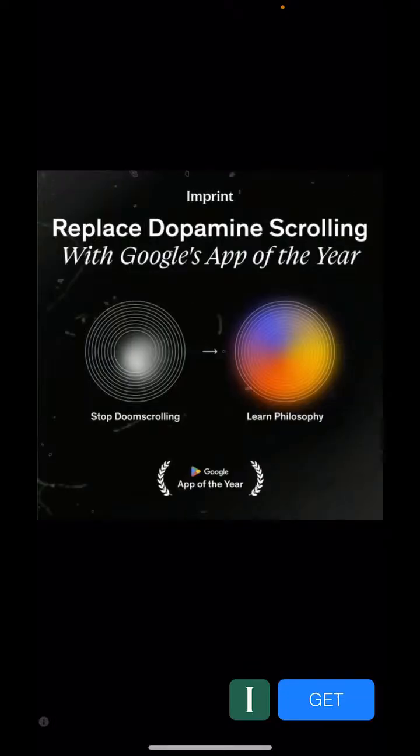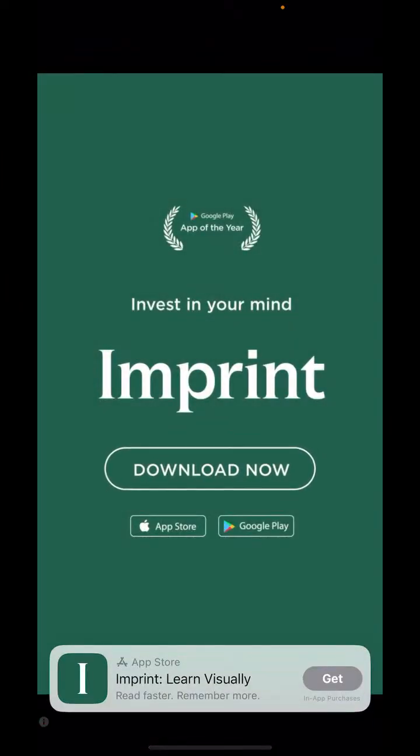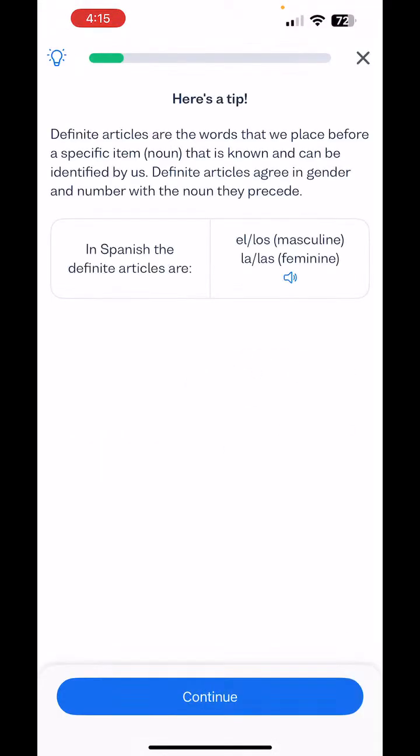Unfortunately, with this app, we do have a lot of ads. So I do apologize for the ads, but we have to watch the ads in order to unlock the lesson. Sometimes the ads are quick, so it's not that bad, but sometimes they're super long, which can be very annoying. But here we are with a tip.